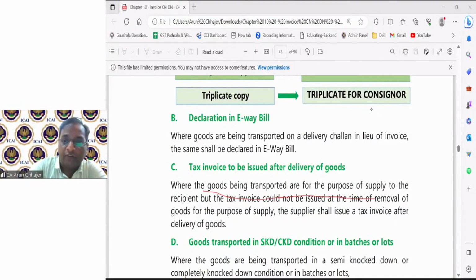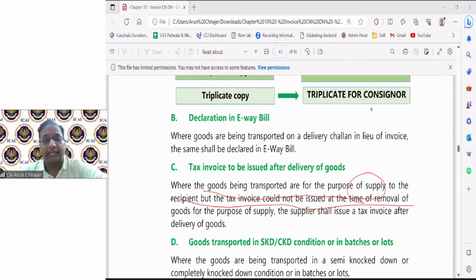Where the goods being transported are for the purpose of the supply to the recipient, but the tax invoice could not be issued at the time of removal of the goods for the purpose of supply, then the supplier shall issue the tax invoice after delivery of goods. So this is one, I can say, some relaxation.